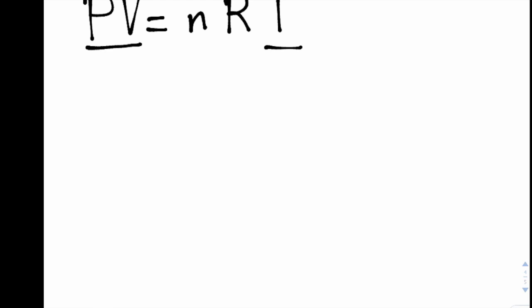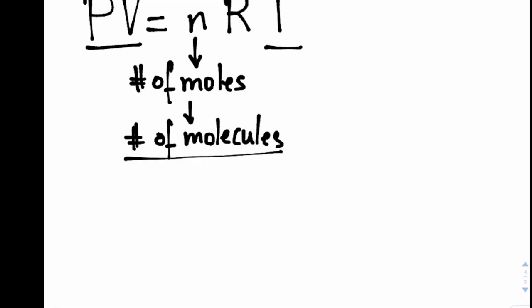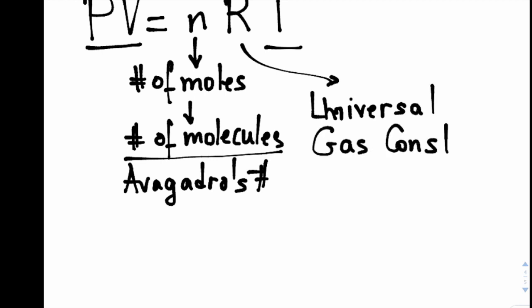Well, in this equation, we have these two constants. Let's remember what they are. N is the number of moles, defined as the number of molecules divided by the Avogadro's number, and R is the universal gas constant. So assuming that you know the number of molecules inside the box, we can calculate the number of moles. Great.